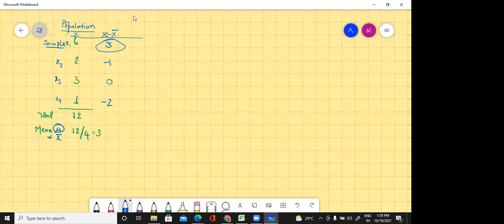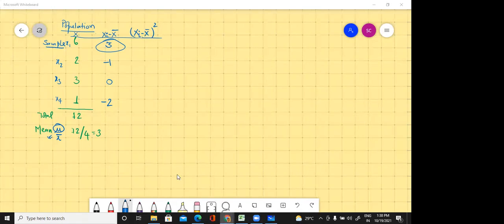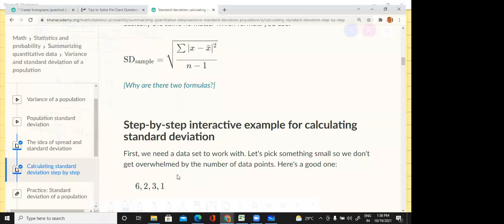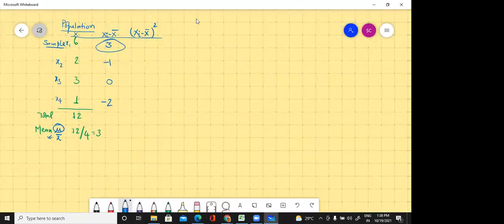Now in the formula we need this xi minus x bar square. Remember the formula for standard deviation. So square is there, xi minus x bar whole square. That we can easily calculate if we draw a table like this. Square of 3 will be 9, square of minus 1 will be 1, square of 0 will be 0, square of minus 2 will be 4.